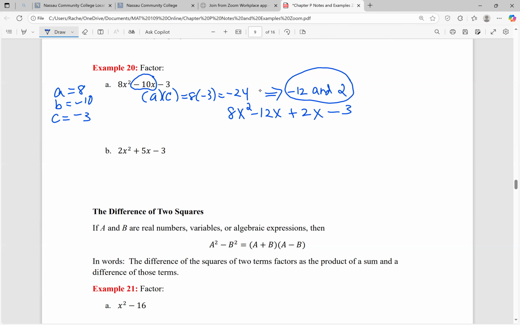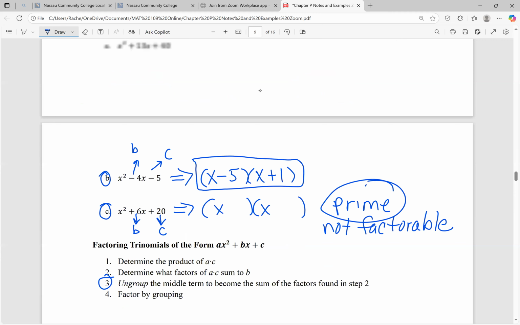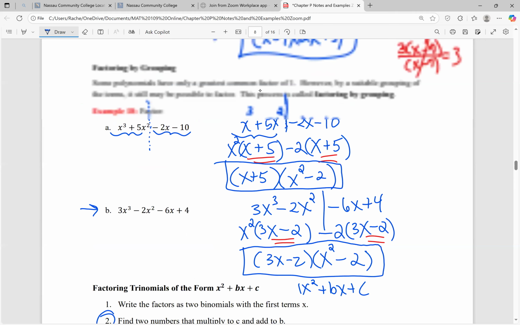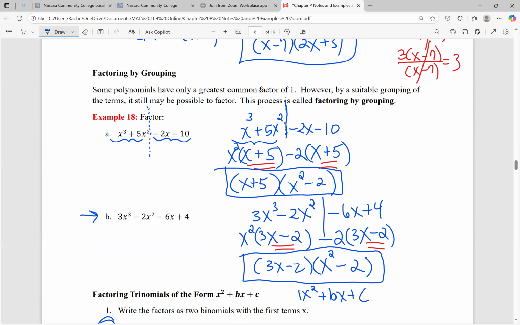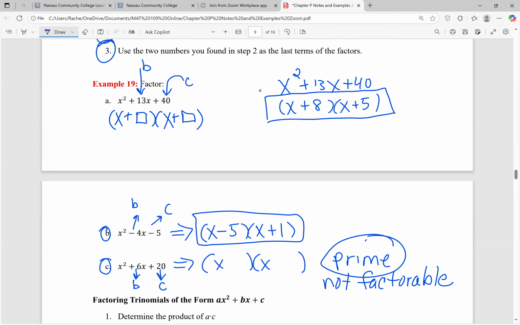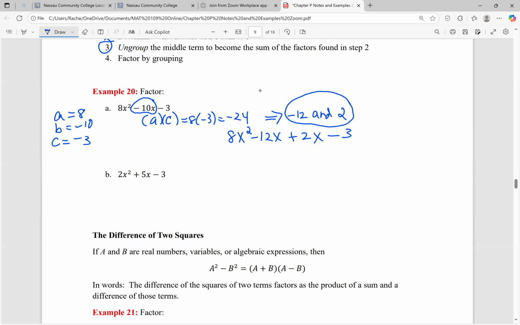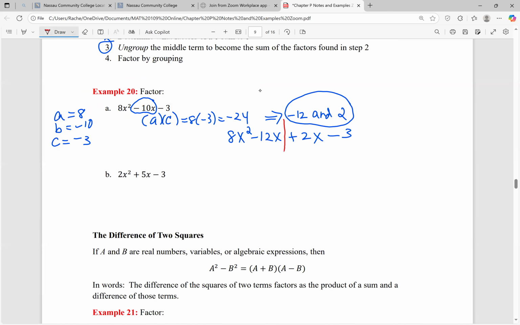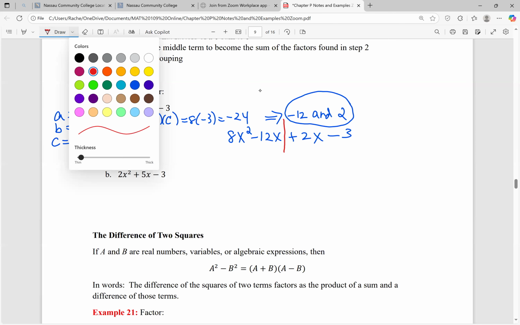And now we have a polynomial in 4 terms, and we looked at those up here, right? We were factoring a polynomial with 4 terms by grouping. So we're going to continue factoring this using grouping. So what I'm going to do is split this expression down the middle, and I'm going to factor the two groups.